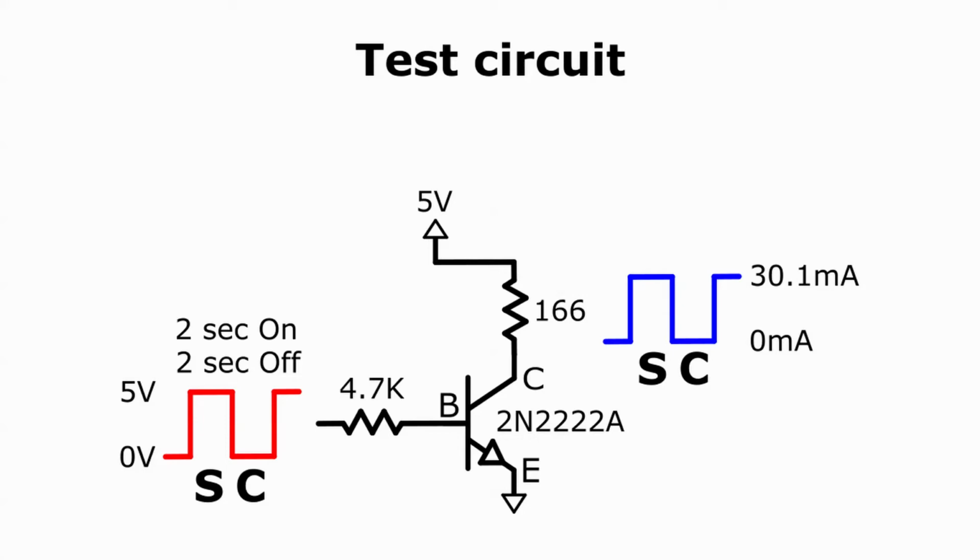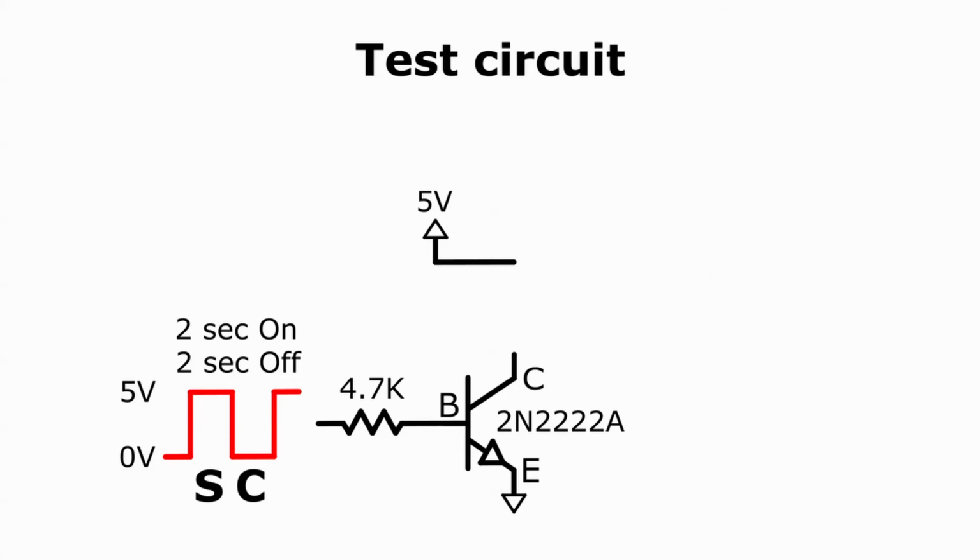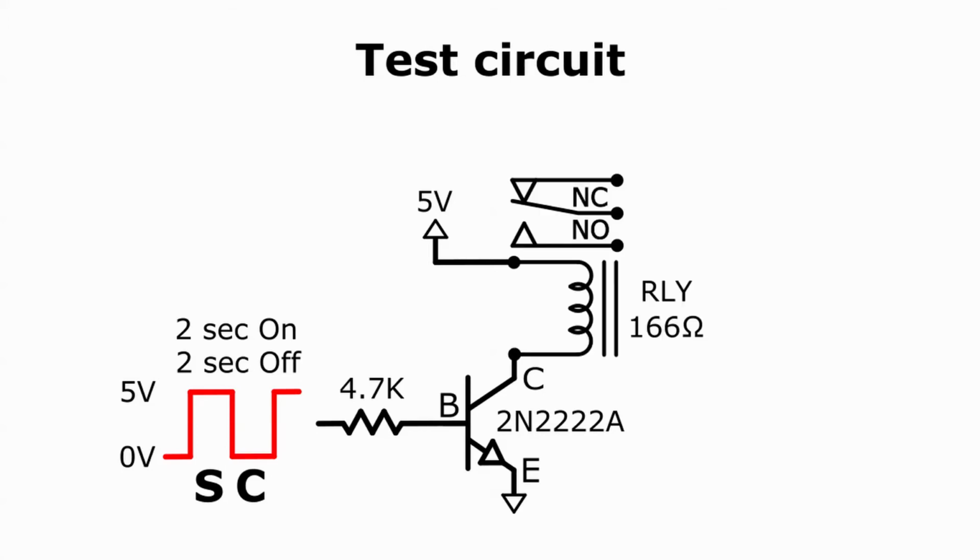Now, in the real circuit, I'm not going to use a standard 166 ohm resistor. Instead, I'm going to use a 5-volt relay. When somebody says that a relay is a 5-volt relay, they're talking about the voltage drop over the coil, which will close the contacts. They're not talking about the voltage that the relay's contacts can handle. That can be different.